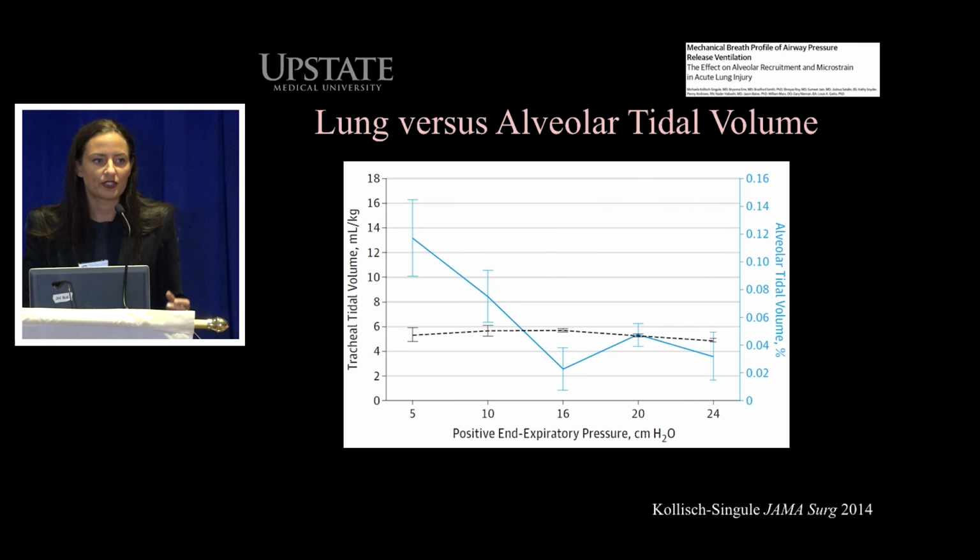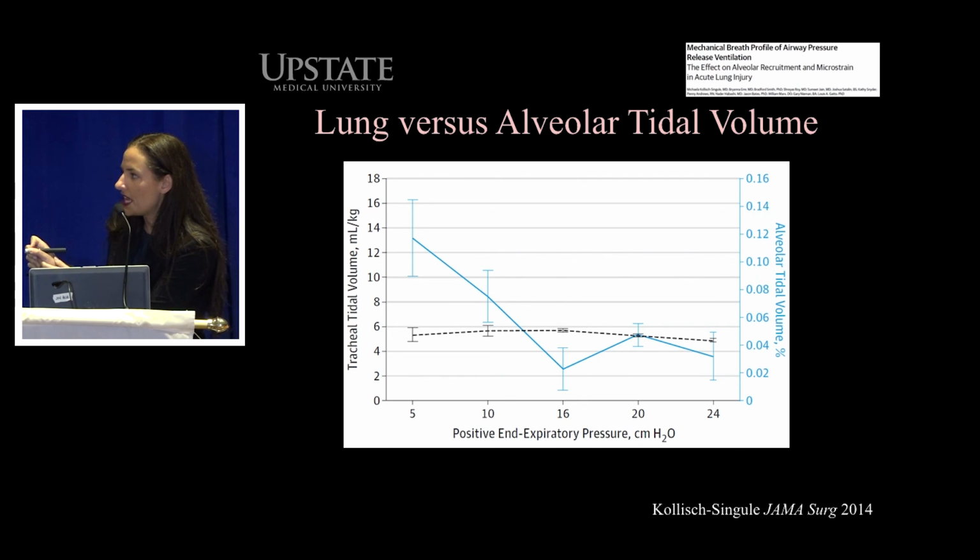So we were interested in really trying to establish the differences between lung tidal volume and alveolar tidal volume. Is there a difference? In this study, we took rat lungs. We used in vivo microscopy, where we place a camera directly on the surface of the lung, and it established what the alveolar tidal volumes were. If we start out with just a standard low tidal volume strategy, we're looking at the tracheal tidal volumes, or the lung tidal volumes, in black. And over here, we're looking at the alveolar tidal volumes. These are in blue.